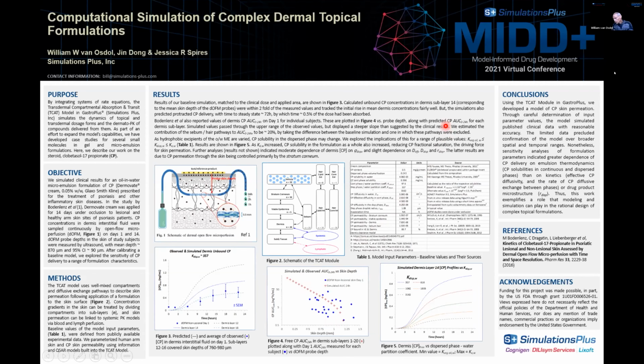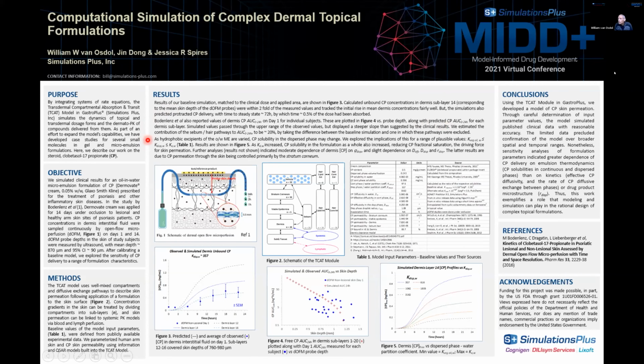In addition to this, we estimated the contribution of the sebum hair pathways to AUC 0 to 24 hours to be about 20%. We did this by taking the difference between the baseline simulation and a simulation in which these pilosebaceous pathways were excluded. 20% may seem like quite a large contribution for the sebum, but it's perhaps not surprising given the high hydrophobicity of clobetasol propionate.